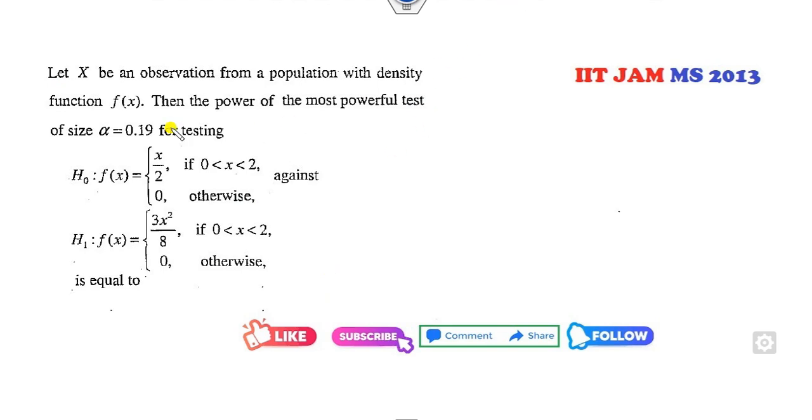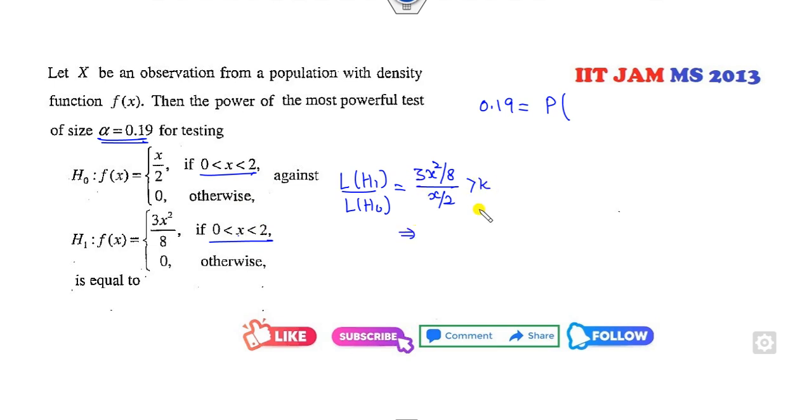Okay, look at this another one. H naught alpha is given to you 0.19. Probability, critical region is given? No. So I can firstly find it. H1 over H naught, so domain are the same on both cases. So L1 is 3x squared by 8 divided by x over 2, which is greater than k. So 3 over 8 is constant, so x is greater than k. So x is greater than k under the case of H naught.